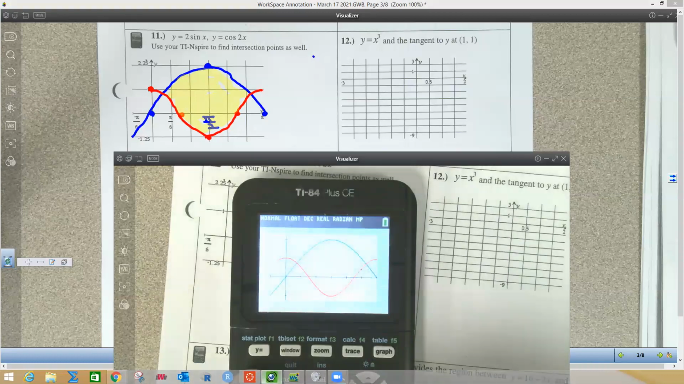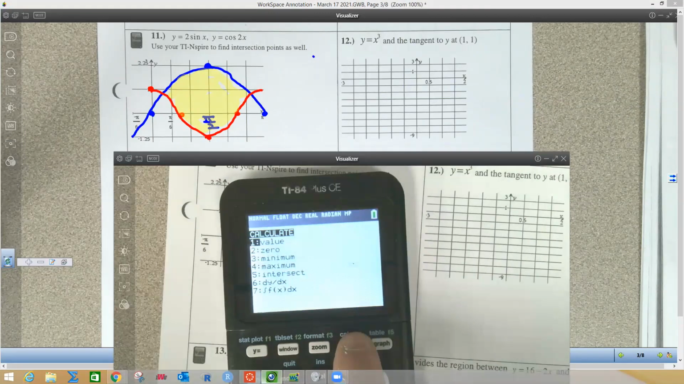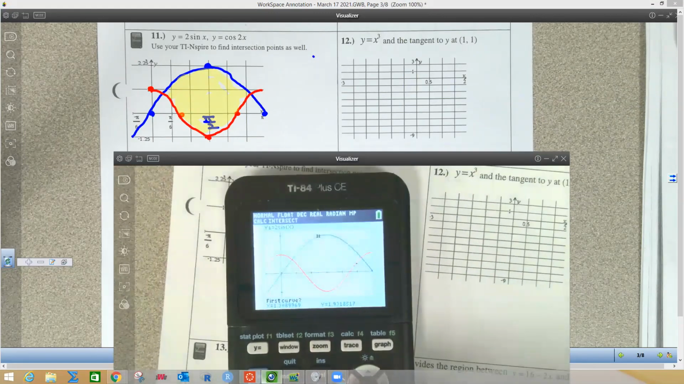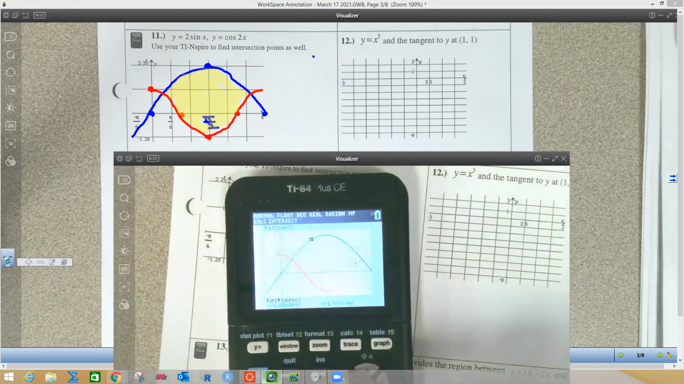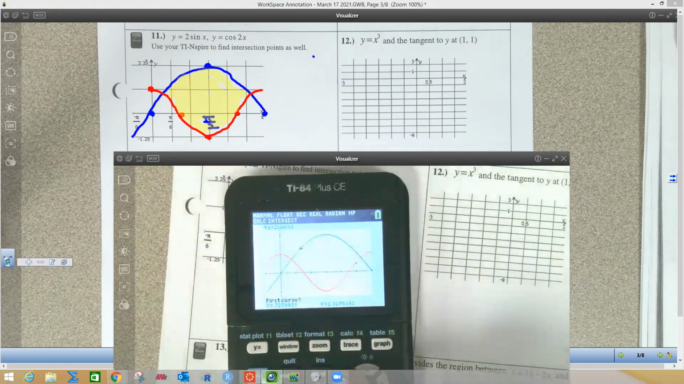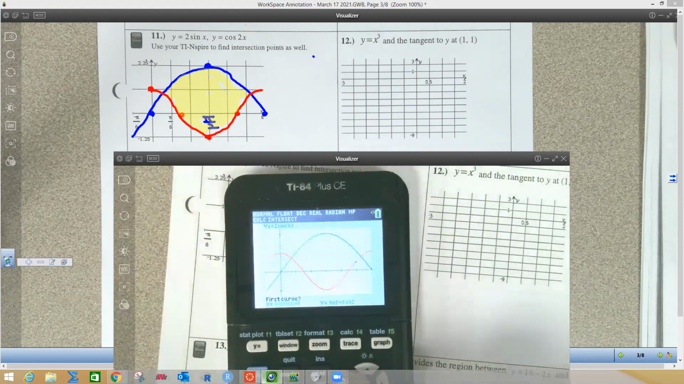So I'm going to hit second trace, which is calculate, and number 5 is intersect. And then I want to get my cursor over here by the intersection, and we're going to hit enter, and that's going to jump it to the red one.